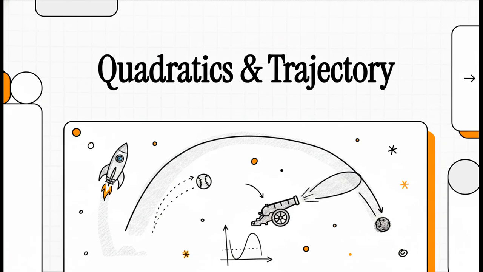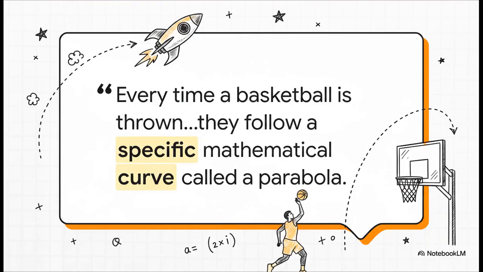Hey everyone, welcome. Today we're going to crack the code behind pretty much anything that flies through the air. We're talking about quadratics, the math that's basically the engine for physics and trajectory. So let's get right into it. You see this curve? That's a parabola, and its entire path is dictated by a quadratic equation.